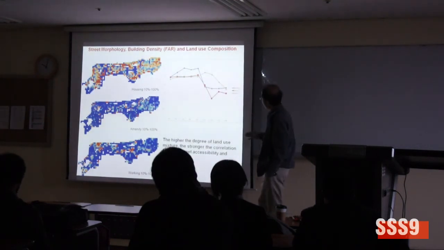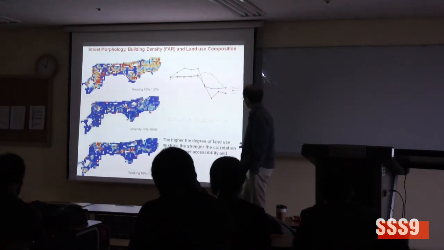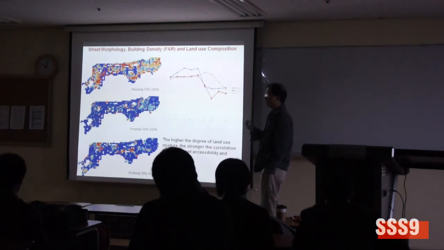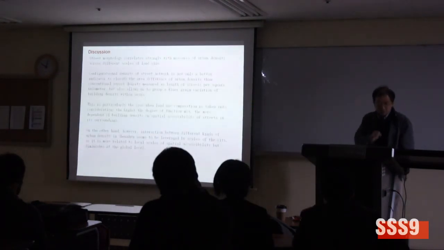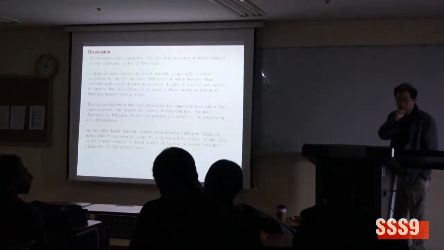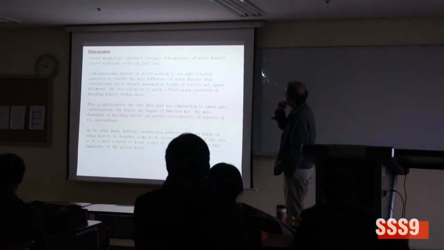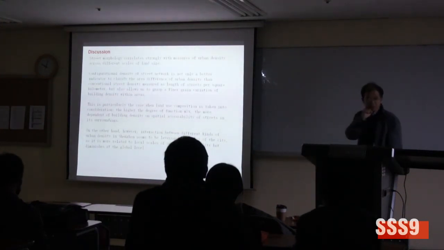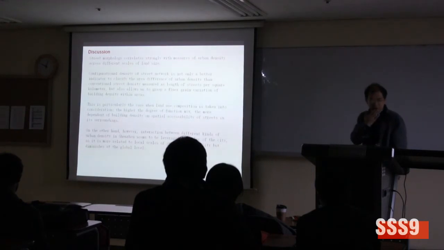In short, this image indicates that the higher the degree of land use mixture, the stronger the correlation between street accessibility and building density. To sum up, the case study shows that street morphology correlates strongly with measures of urban density across different sizes of land, especially for the syntactic properties.